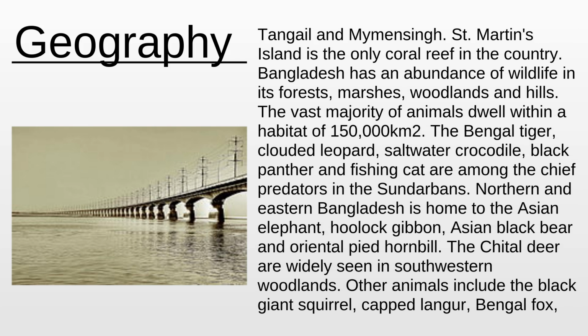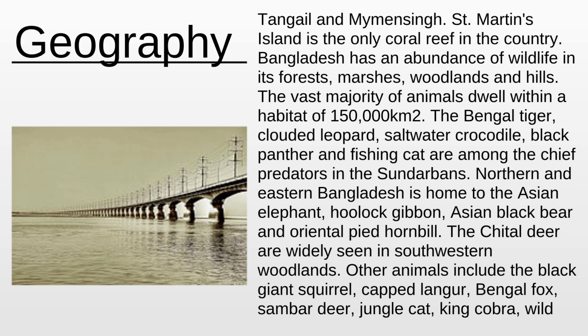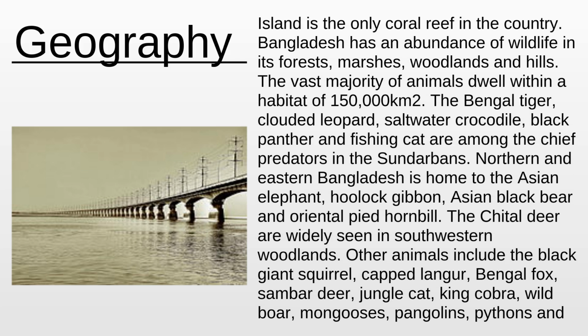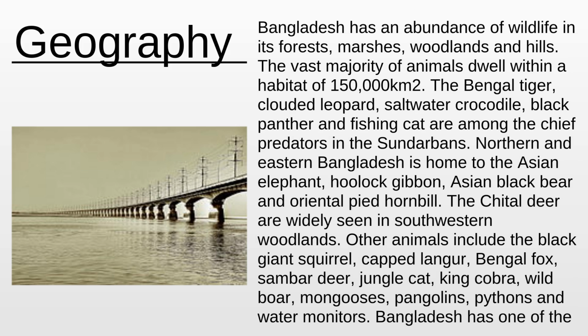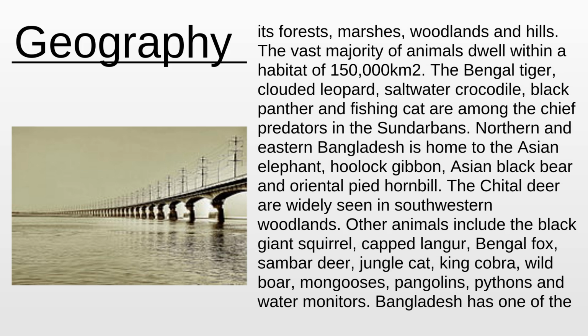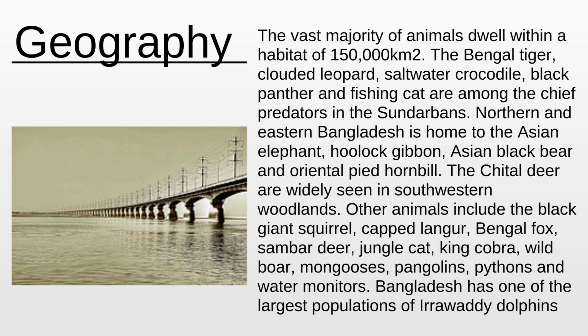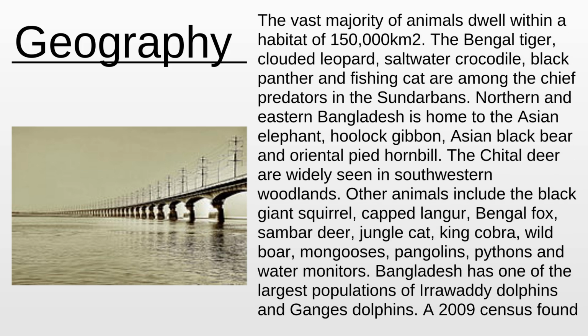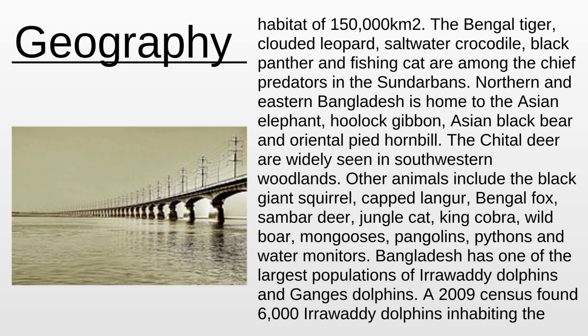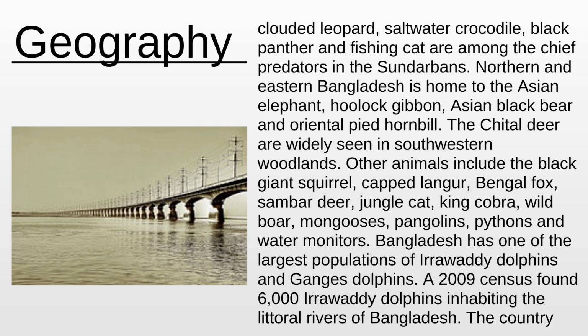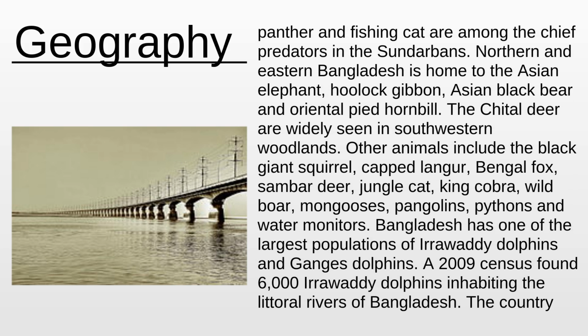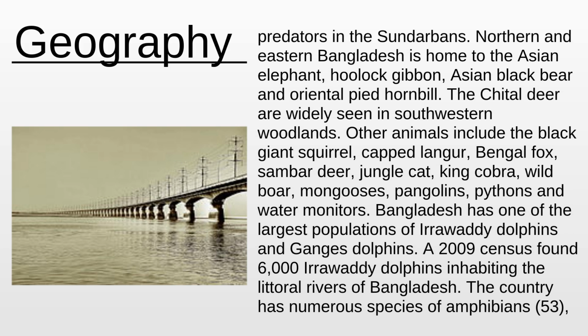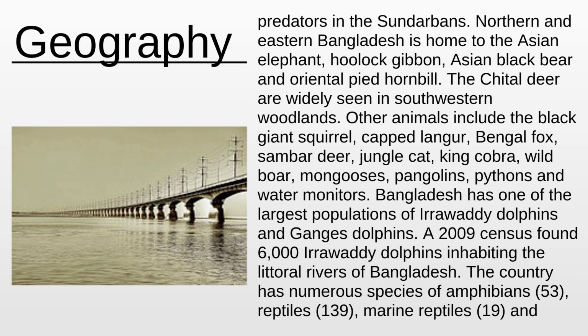The vast majority of animals dwell within a habitat of 150,000 square kilometers. The Bengal tiger, clouded leopard, saltwater crocodile, black panther and fishing cat are among the chief predators in the Sundarbans. Northern and eastern Bangladesh is home to the Asian elephant, hoolock gibbon, Asian black bear and oriental pied hornbill. The chital deer are widely seen in southwestern woodlands.